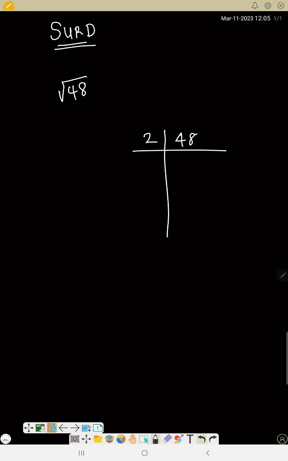Now what can go here? 2 in 48 is 24. That means 2 times 24 is 48, but none of the numbers is a perfect square. Continue. 2 in 24, 12. So 2 times 2 is what? 4. 4 times 12 is 48. But we can still split 12 further because it's not a prime number or multiple of prime. So 2 again. 2 in 12, 6. So 2 again, 3. So you see 2 times 2, 4. 4 times 2, 8. 8 times 2, 16. That means 16 times 3 is 48.